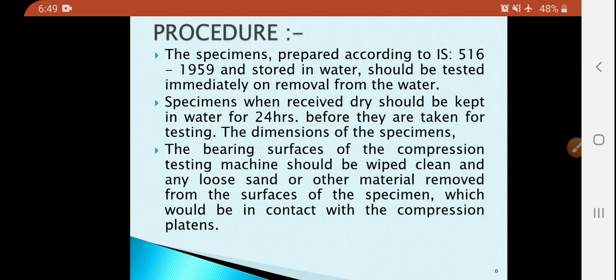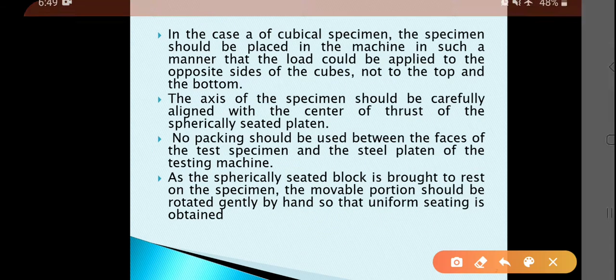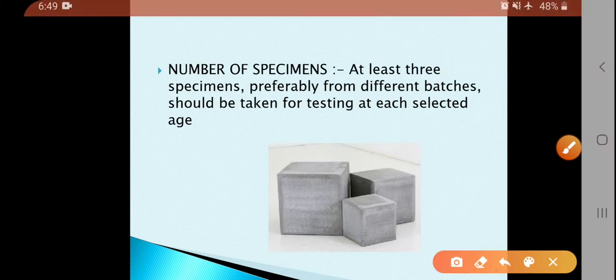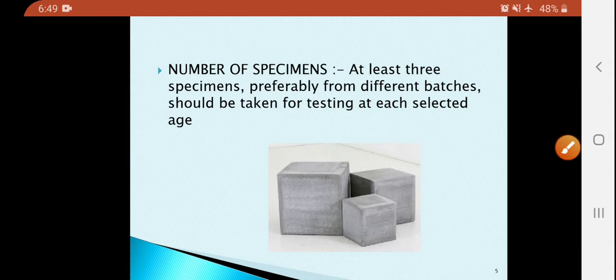After preparing the mold like this, we should keep the mold for curing purpose. You can see here, after preparation of these molds, we should keep them in water for 24 hours for curing. If we are conducting a strength test for 7 days, it means these molds should be placed in water for 7 days, as well as 28 days.